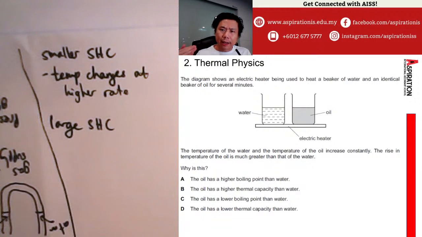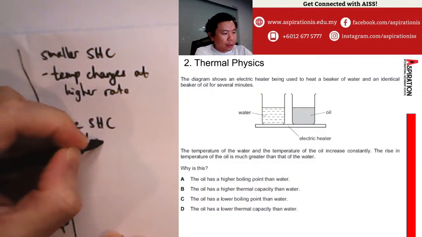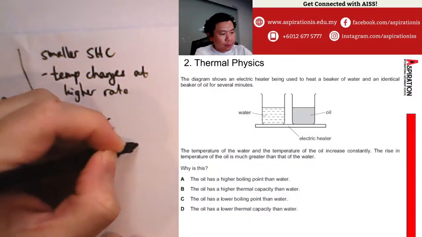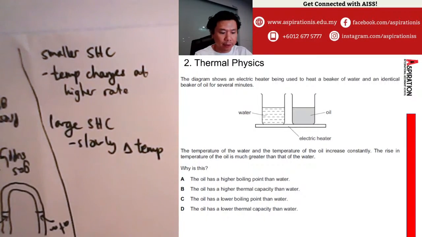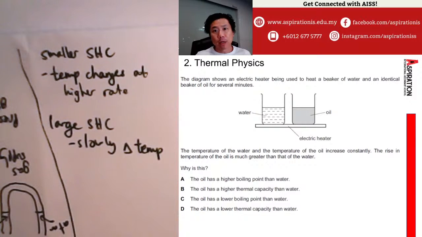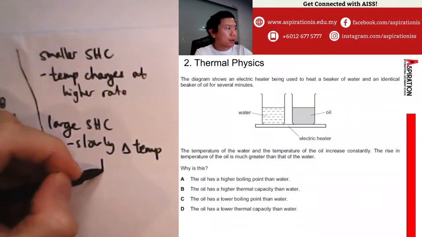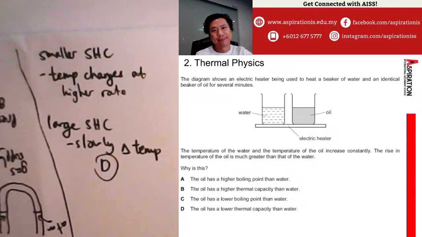Objects that change temperature very slowly have a large specific heat capacity. So just remember that. Objects with small specific heat capacity, the temperature changes very quickly. Objects with large specific heat capacity, the temperature changes slowly. I hope this is clear. So D is the answer. Very good, Kylie. D.